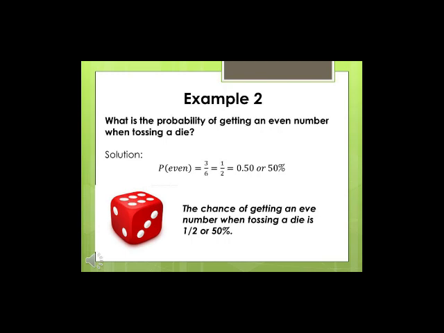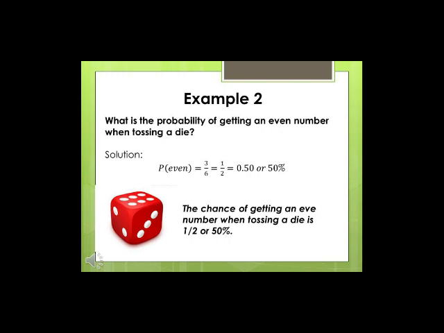Now, let's find the probability of getting an even number if we toss a die. The solution is this. There are 3 even numbers on a die, namely 2, 4, and 6. Hence, the number of outcomes that will satisfy our criteria is 3. Further, a die has 6 sides, so the total number of possible outcomes is 6.